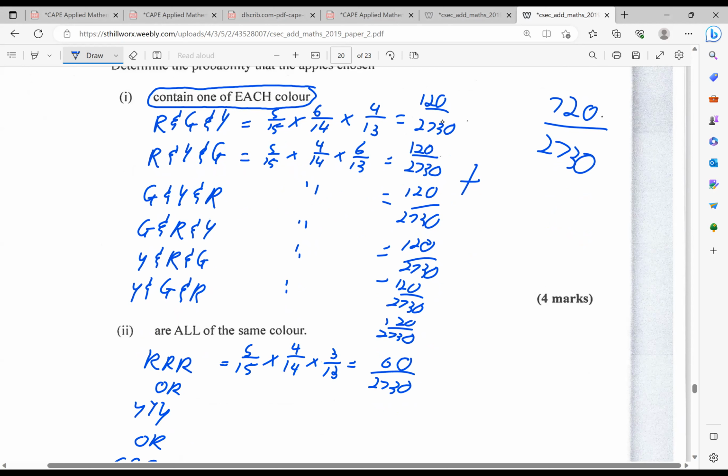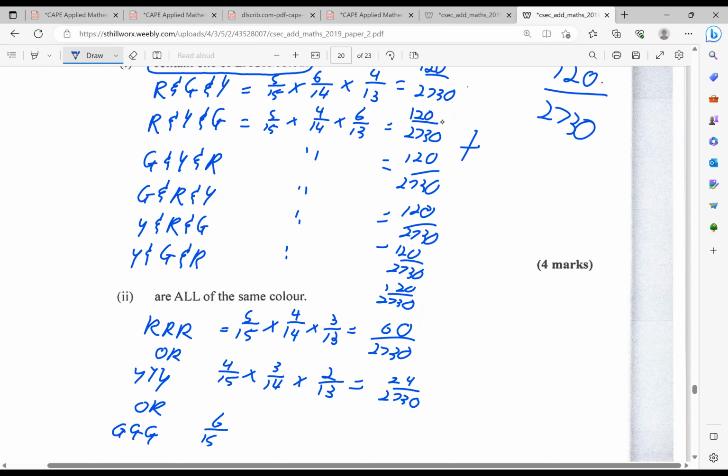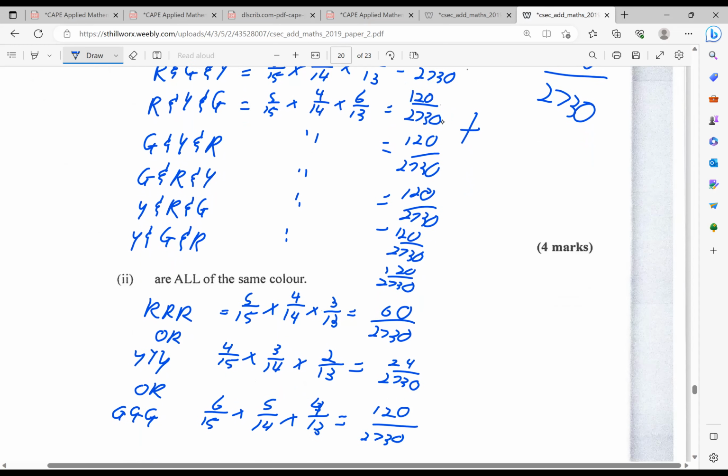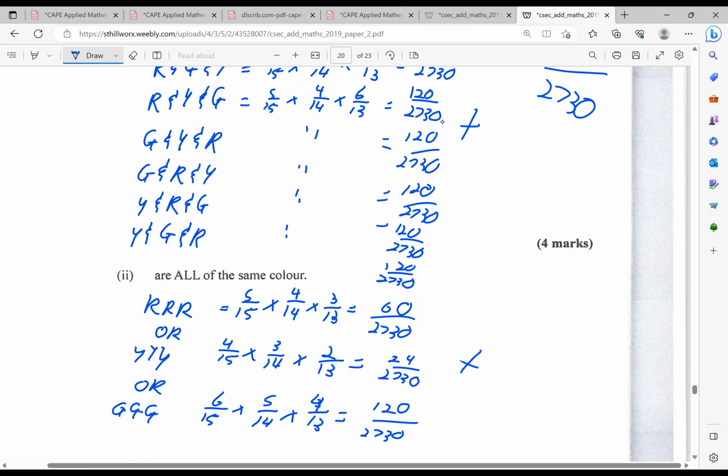Yellow is 4 out of 15 by 3 out of 14, 2 over 13, 24 over 2730. Green, 6 out of 15, 5 out of 14, 4 out of 13, 120 over 2730. When we add them all up together, you would get 204 over 2730.